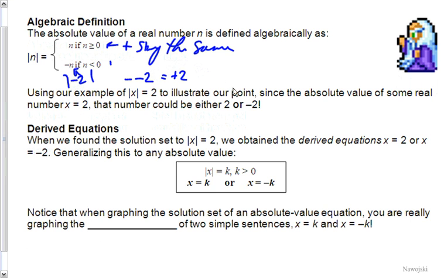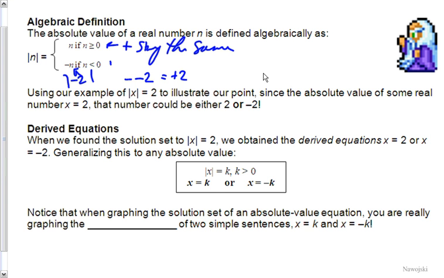Side note. All right. The way we're going to use this, we're going to use this for equations. Okay. Using our example above, the absolute value of x equals 2 illustrates the point. Since the absolute value of some real number x equals 2, that number could be 2 or negative 2. In other words, think about it. What's the absolute value of 2? Well, it's 2. Or what's the absolute value of negative 2? It's 2. Okay, so there's always two solutions to it. And that's why the algebraic definition comes in handy. It also comes in handy, especially when you're doing piecewise functions and derivatives of it.